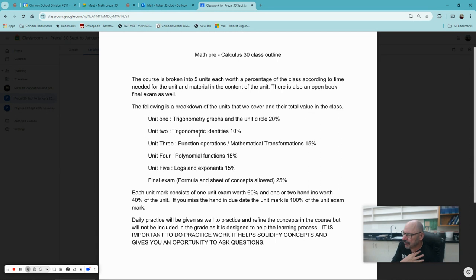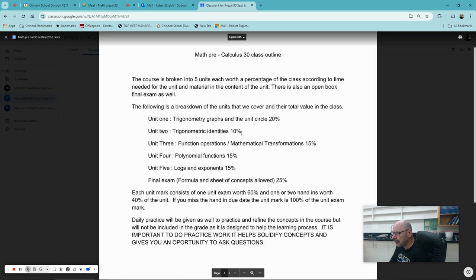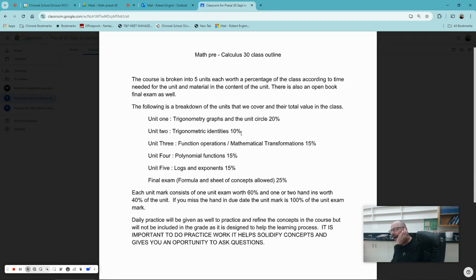Unit 2 is trigonometric identities, a very weird type of unit. We're talking about identities being things where this math equation equals this one, and then manipulating them and things like that. It's a small unit. I only put 10% stock in it. And usually what we do there is maybe one hand-in that we have. Okay, third unit is functions and mathematical transformations.